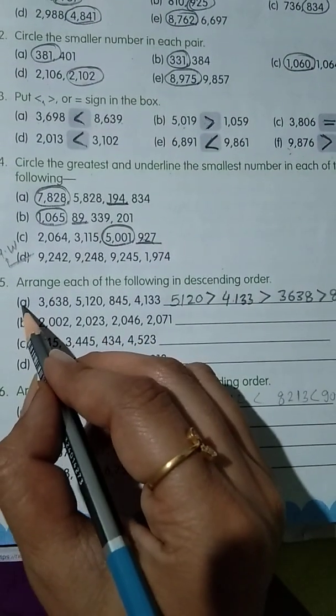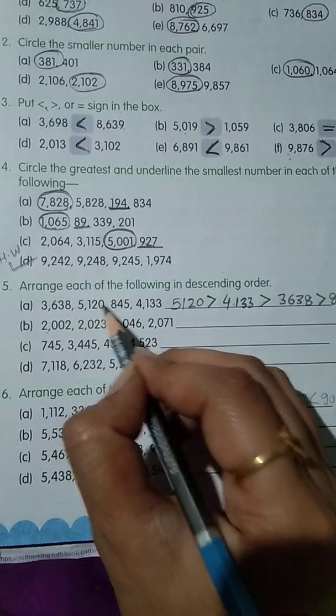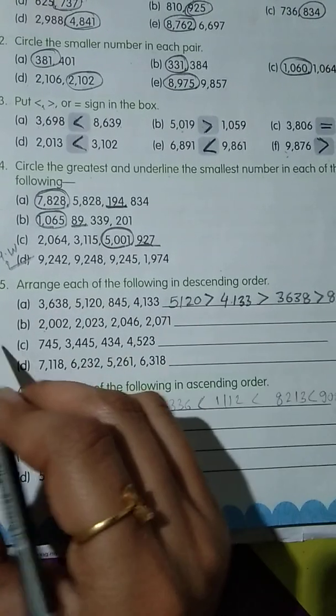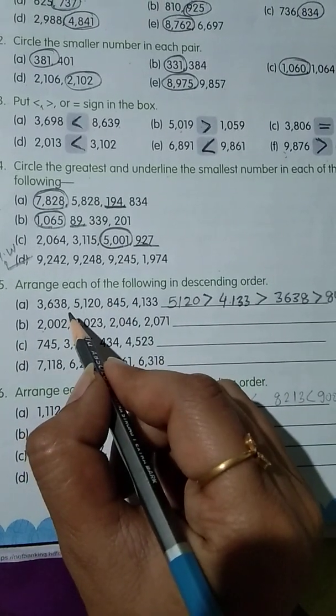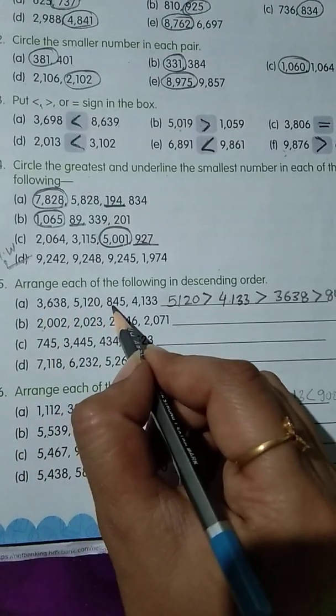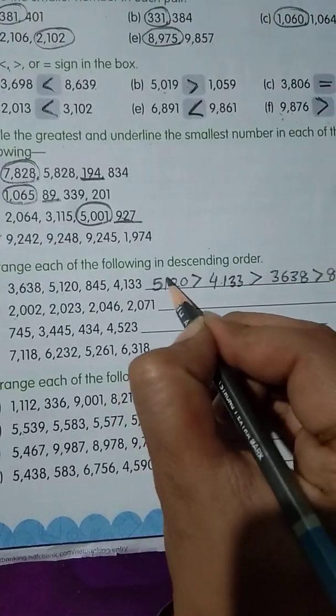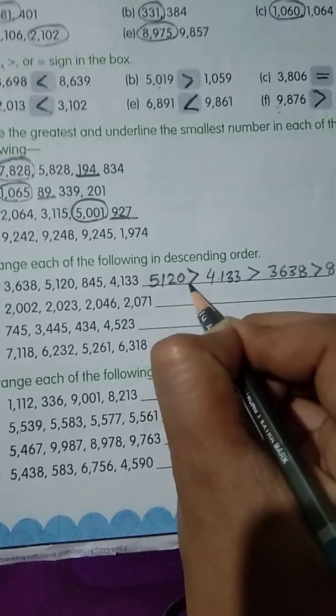Okay, so A. Look at here. The first one, here are 1, 2, 3, 4, four numbers. So what do we do? Now we find the greatest one. Look at here: 3000, 5000, 800, 4000. So 5000 is the greatest one. So putting 5000 first.